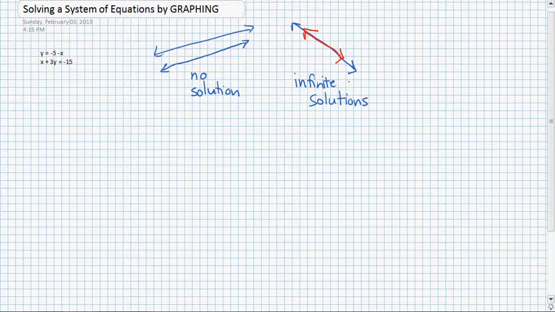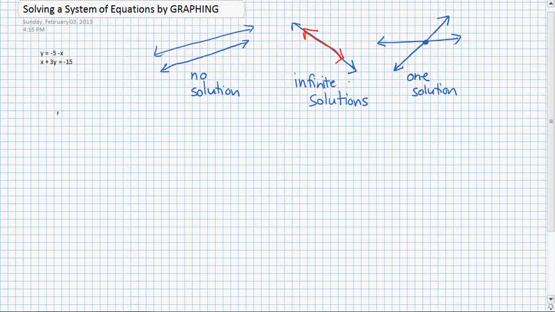The third thing that could happen is that you might graph a line and then graph a second line, and they do indeed cross each other at exactly one point. And that one point is the one solution to that system of equations. We're going to end up with one solution in the system that we're going to graph today. If you'd like to see an example of no solutions or infinite solutions, make sure you ask in class tomorrow, and I will either make another video or show you right there on the spot.